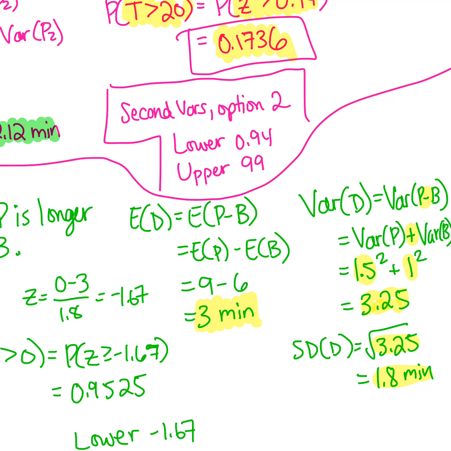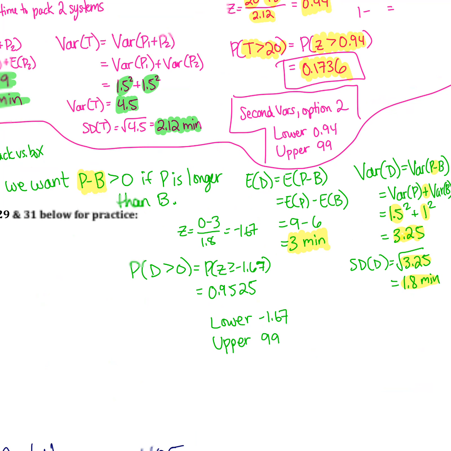So now that I have a mean, and now that I have a standard deviation, I can find a z-score. I find my z-score by, remember, I want my probability to be greater than 0, so the key number here is 0. So there's my 0, there's the mean I found, and there's the standard deviation I found. Then the z-score I get is negative 1.67. So the probability that my D is greater than 0 is the same thing as the probability of my z-score being greater than or equal to negative 1.67. This actually turns out to be 0.9525.